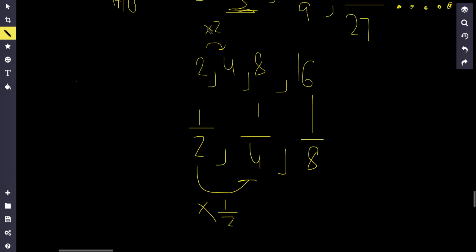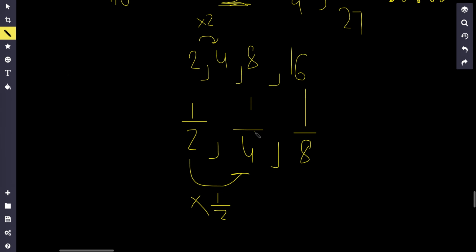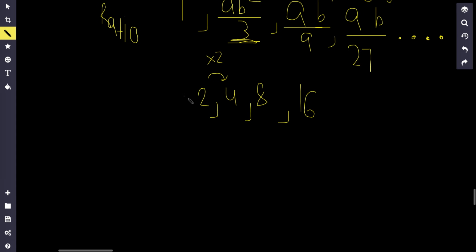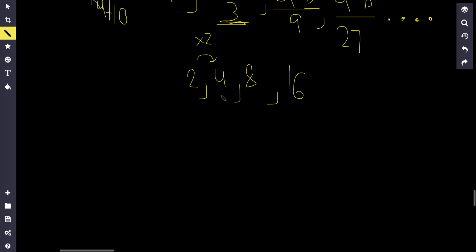To get from one term to the next term, you have to multiply by some number. In this case, in order to get from 1/2 to 1/4, I have to multiply by 1/2. So the thing about common ratios is it's always going to be multiplication by some number, never division.